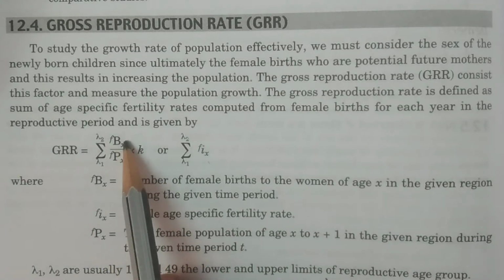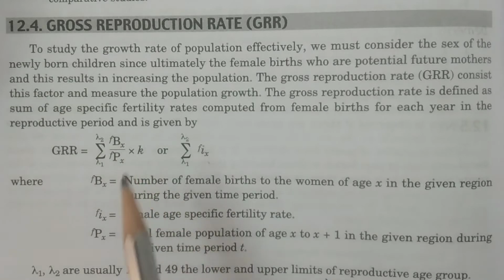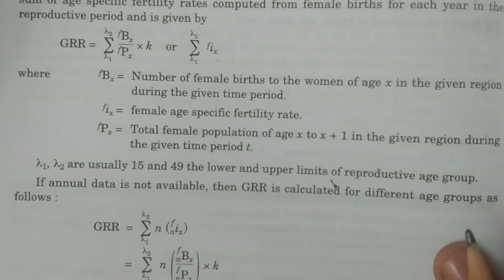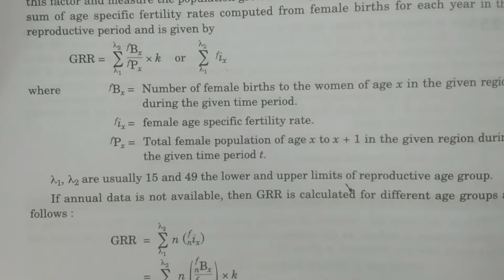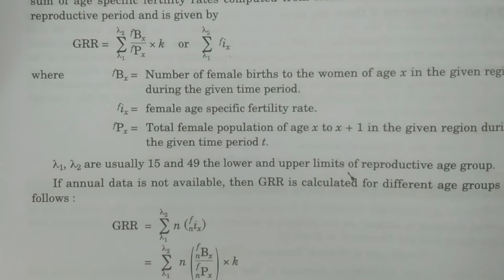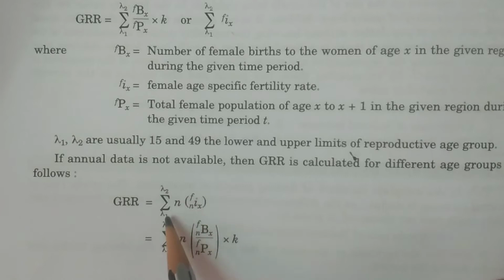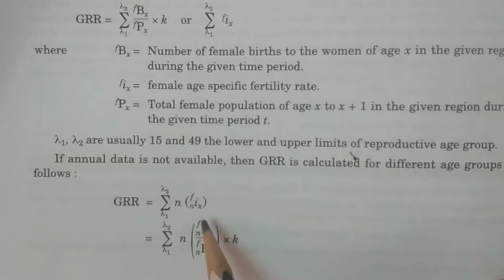So this is what FPX. FBX is female births. FPX is female population. So lambda 1, lambda 2, which are usually considered as 15 and 49. Childbearing age group, reproductive age group, and therefore now GRR is going to be calculated for summation lambda 1 to lambda 2 n into FNIX. For different age groups you can calculate GRR also like this by using this formula, summation lambda 1 to lambda 2 n into FNIX, female age specific fertility rate in the age group X to X plus n.